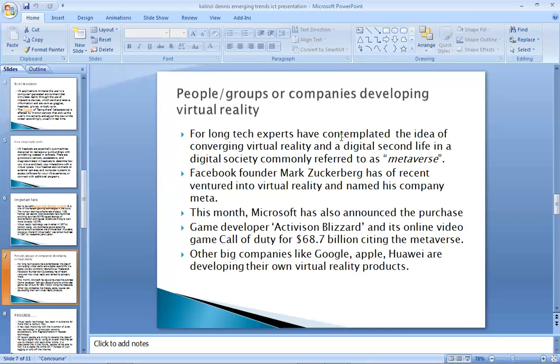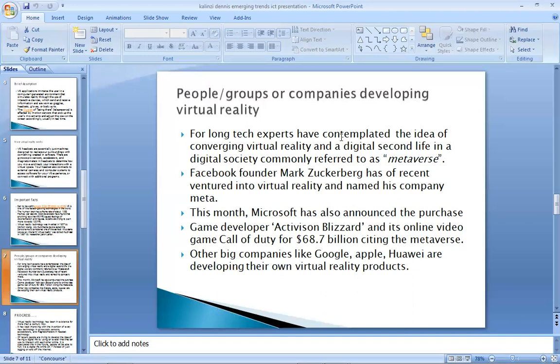And that metaverse has been blown up this year because of Mark Zuckerberg, the Facebook CEO, who decided to name the parent company of Facebook, Meta, basing on the metaverse word. And he has ventured into virtual reality to create that world. You get servers, you upload software, and you create a virtual world where people can create avatars and go inside the computer system and interact.